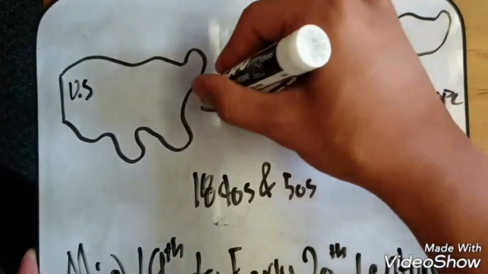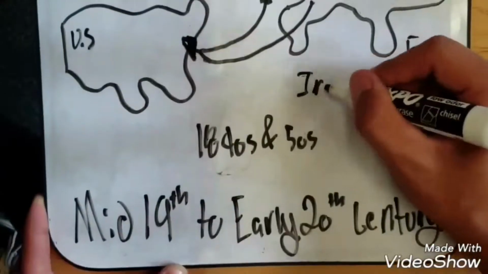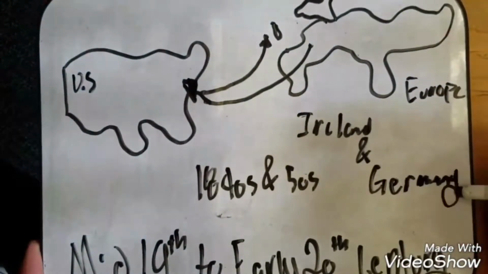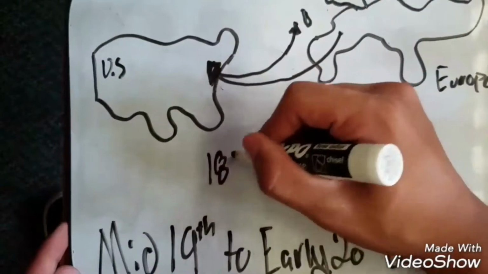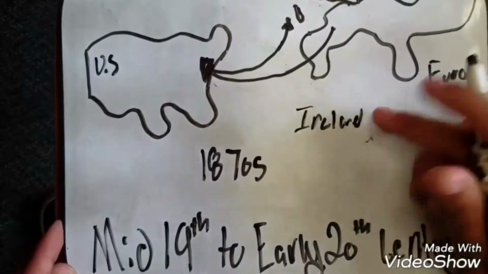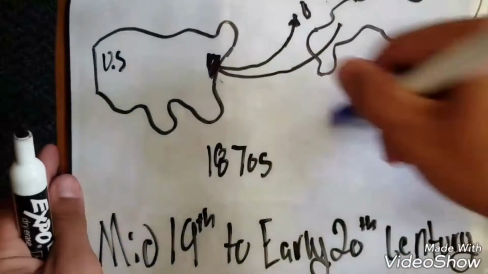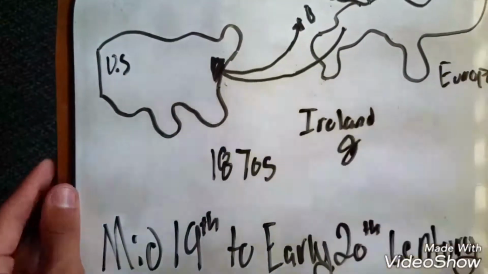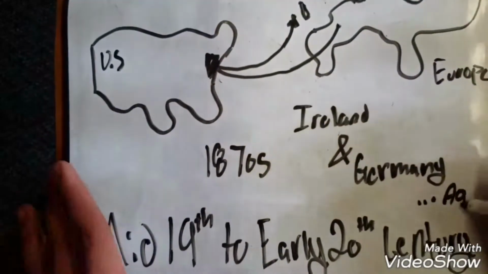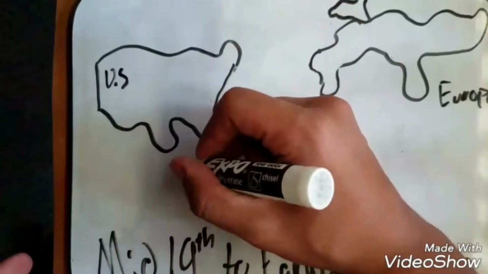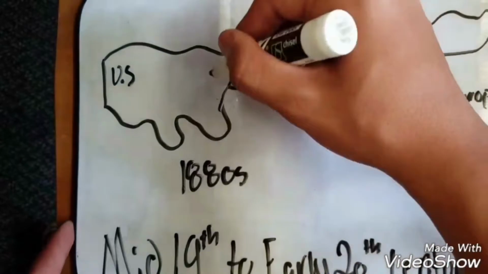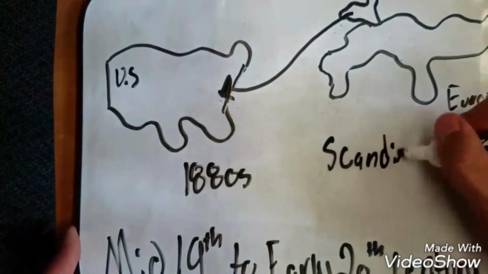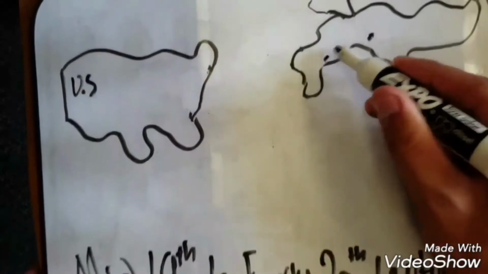There are also specific patterns of migration within the U.S. In the 1840s and 50s, the main migration came from Ireland and Germany. In the 1870s, most of the migration came from Ireland and Germany again. The next U.S. migration pattern came from Scandinavia in the 1880s. Southern and Eastern Europe from 1905 to 1914.